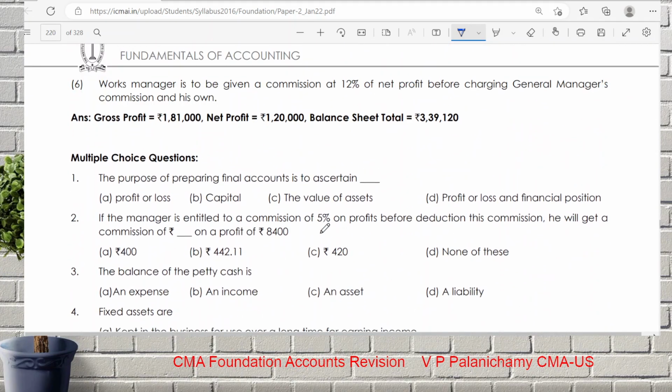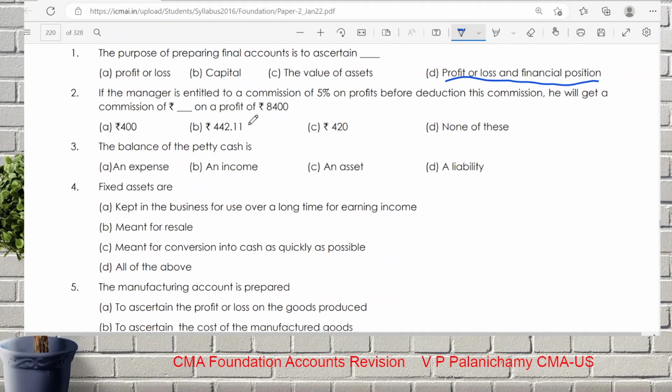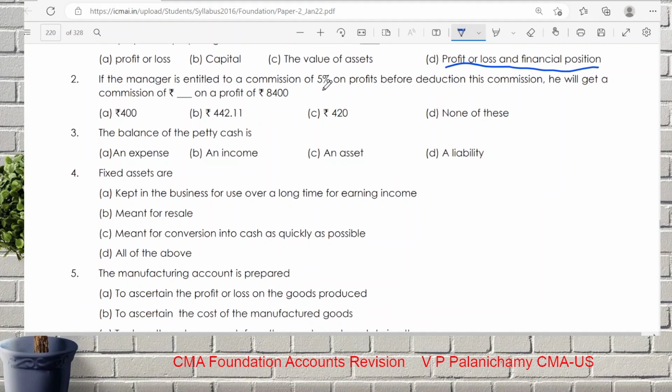In the multiple choice question they can ask you: for the purpose of preparing final accounts, the purpose of preparing final accounts is to ascertain which one? Profit or loss as well as what? Financial position.